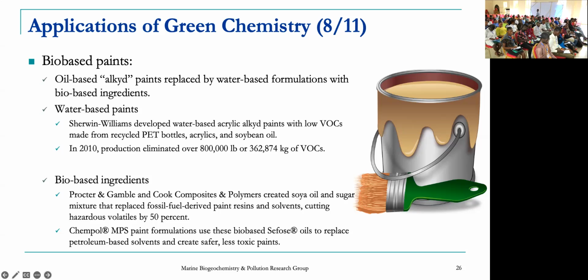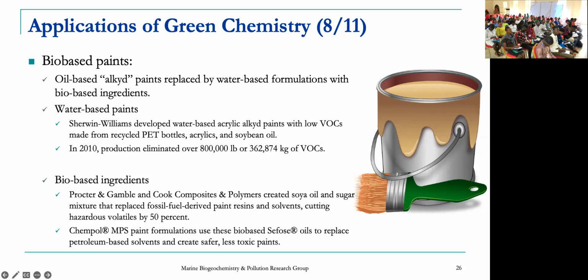We know that Sherwin-Williams, an American paint company based in Ohio in the US, developed water-based acrylic alkyd paints with low VOCs that can be made from a combination of recycled soda bottle plastics, acrylics, and soybeans. These paints combine the performance benefits of the alkyds and the low VOC contents of acrylics. I mean, in 2010, this company manufactured enough of these paints to eliminate over 800,000 pounds of VOCs.